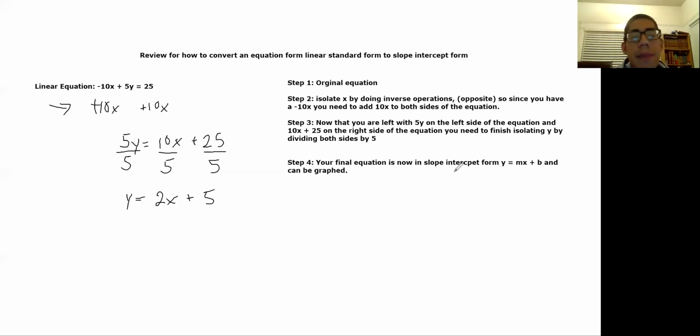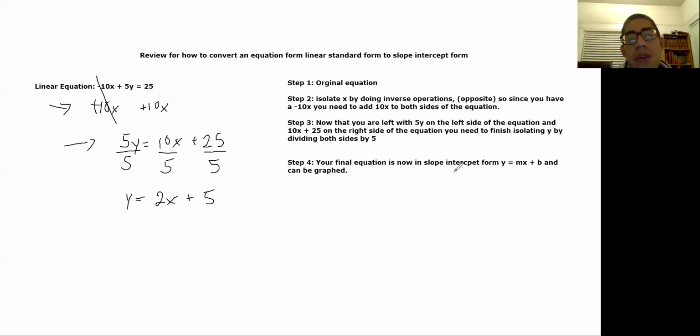That's the step I'm talking about. So I added 10x to both sides. And if I'm going to do that, this cancels out, and I'm left with just 5y. I'm left with this part right here. 5y is equal to 10x plus 25.